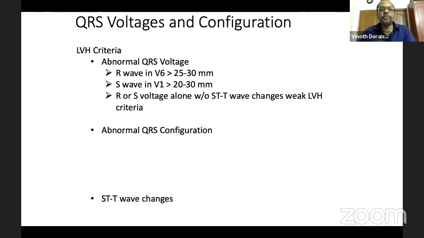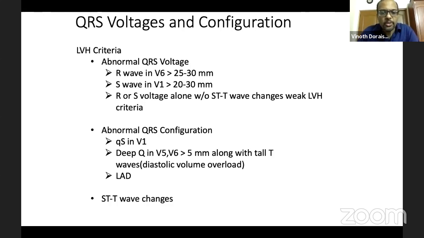So tall R waves over V5 are more specific than tall R waves over V6. And if these tall R waves in V5, V6 are present along with the ST-T changes, it is more significant of left ventricular hypertrophy than if the ST-T changes are not there. Then abnormal QRS configuration, if you have a QS pattern in V1.